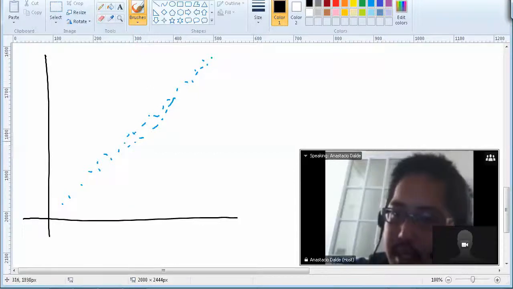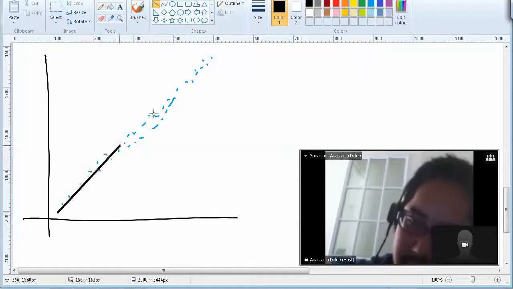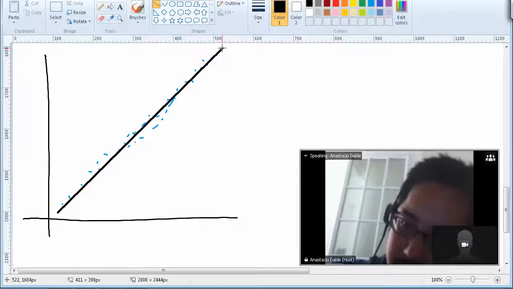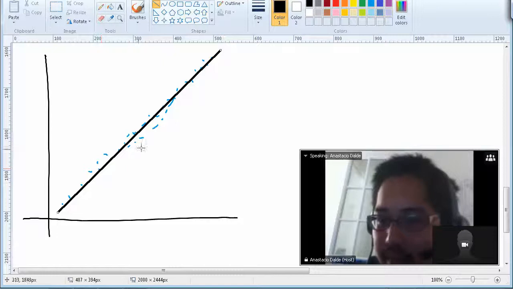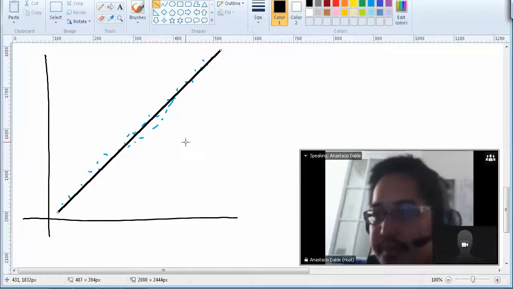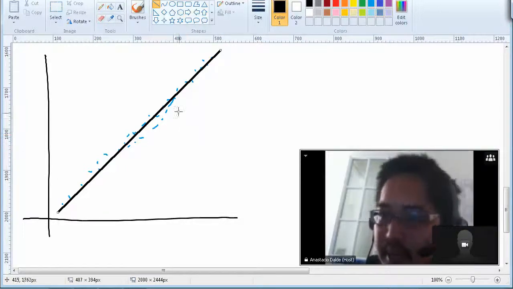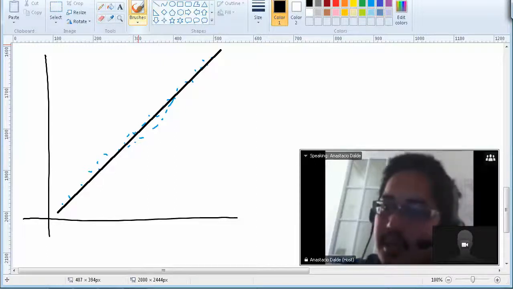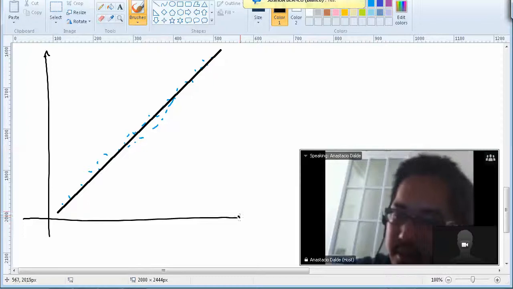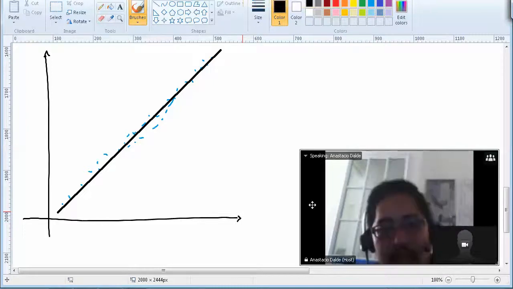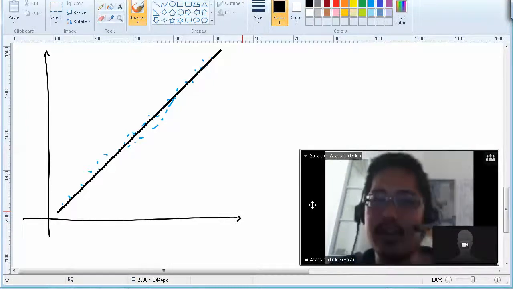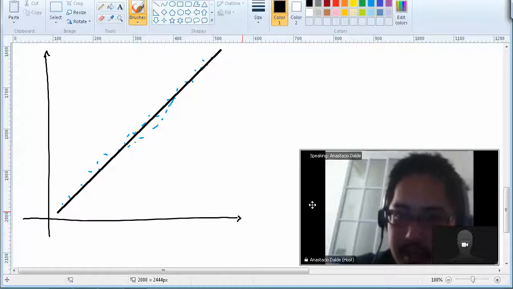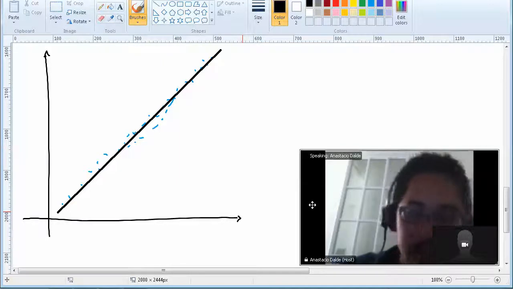What I like to say is, as long as the line that you end up drawing has about the same amount of dots above the line as it does below the line, that's called the line of best fit, or at least that's what I call the line of best fit. Are we cool? All right. So after you get this line, if you want to figure out the average velocity, all you got to do is figure out the slope of this line.